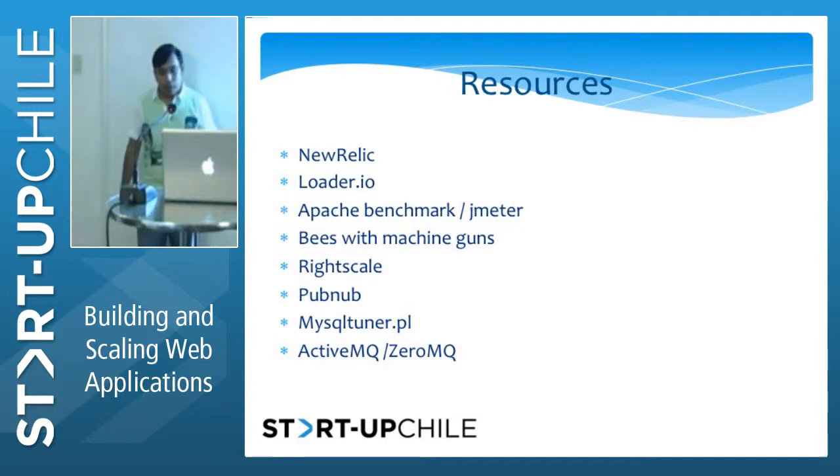ActiveMQ and ZeroMQ are daemons which will allow you to set up a queuing system for your mails and for different kinds of jobs. This is very essential if you're going to have a lot of users who will be sending out a lot of mails.